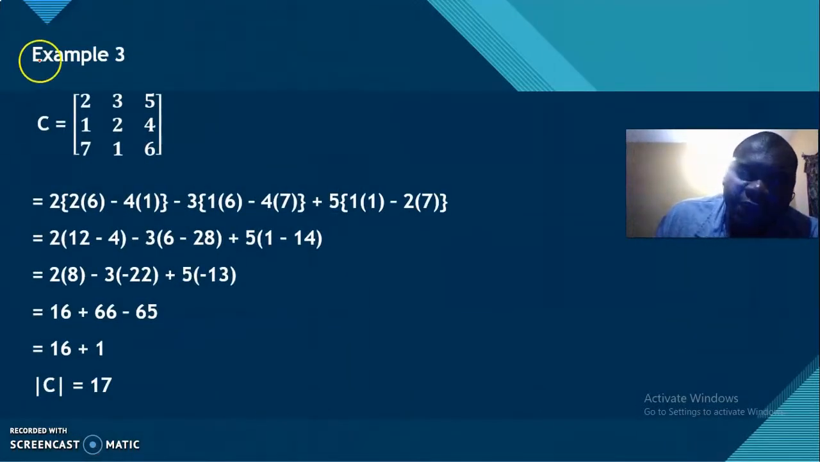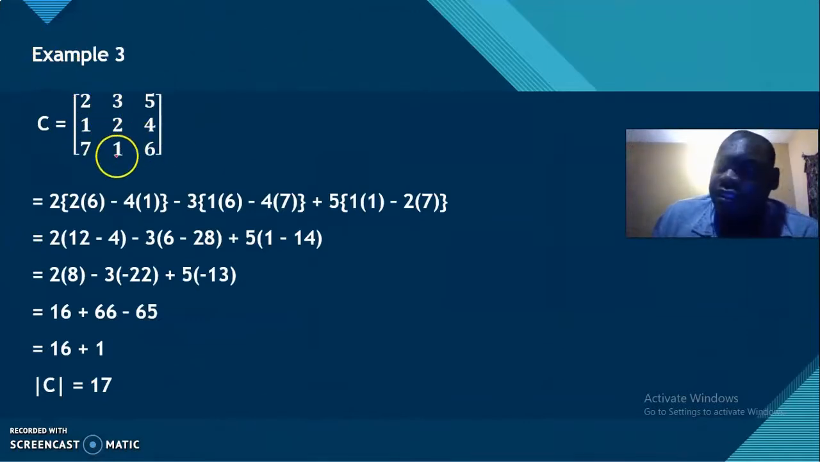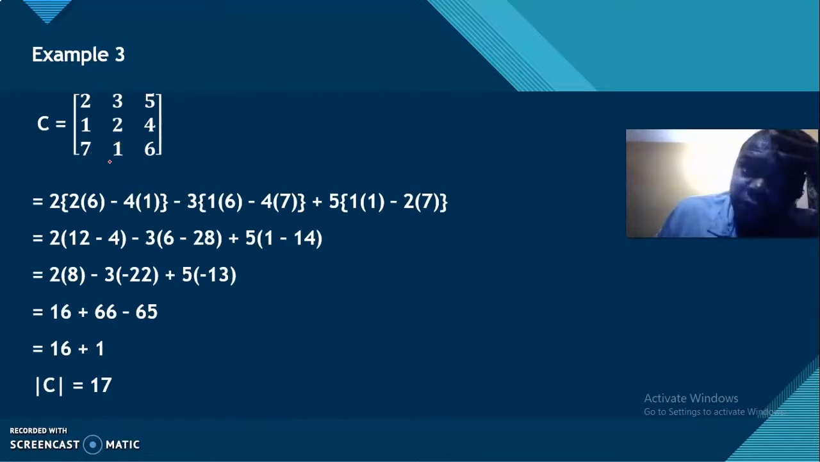Example 3 now says C is equal to 235, 124, 716. So now let's work it out again. Like I said earlier, cancel this column of 2, cancel the row. We're going to have this 2 by 2 matrix now. So for 2 now, 2 open bracket, 2 times 6 minus 4 times 1. So that's what we're going to do.